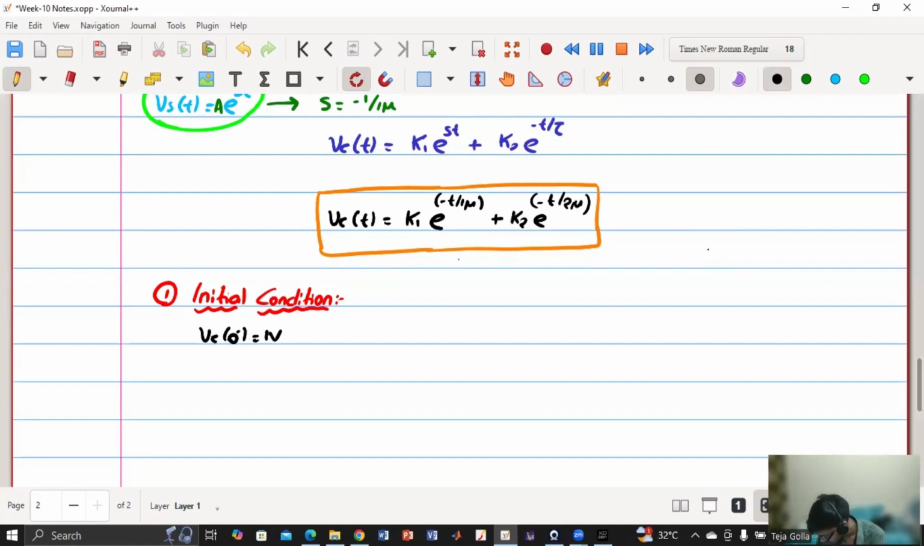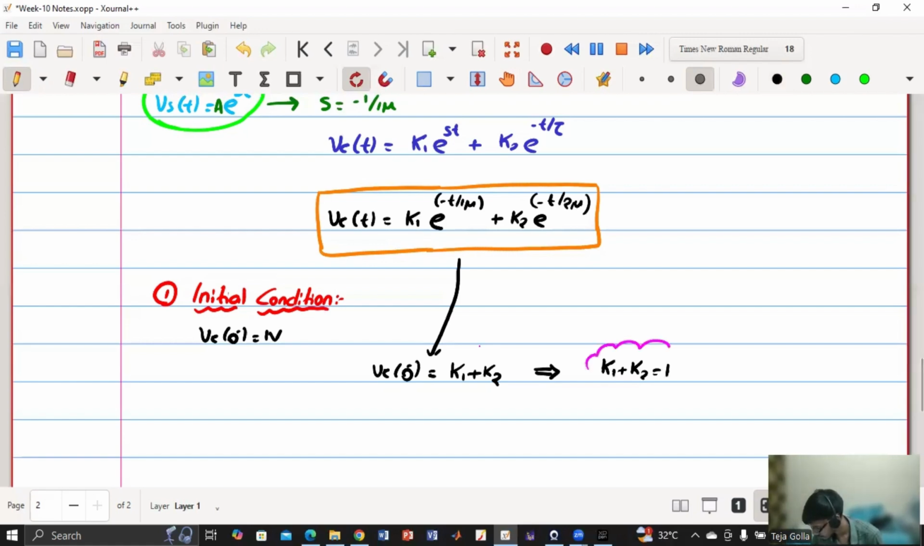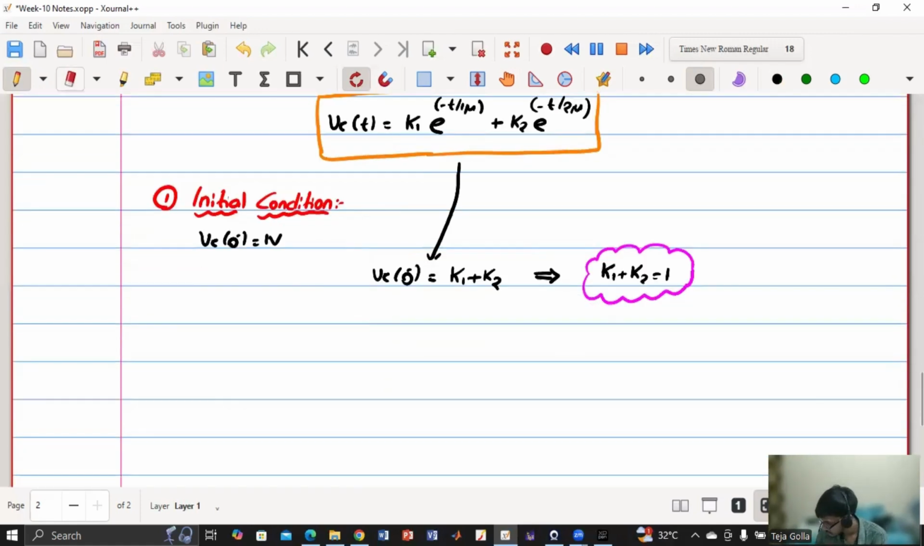From our equation, can you tell me what is Vc of 0 minus? Anyone? What will be the expression if t equals 0? K1 plus K2. Yes. So this will give us one equation. From this I can write K1 plus K2 is equal to 1. So this will give me one equation. And how will I get the other equation? One equation is the initial condition. The other equation is solution plus differential equation.